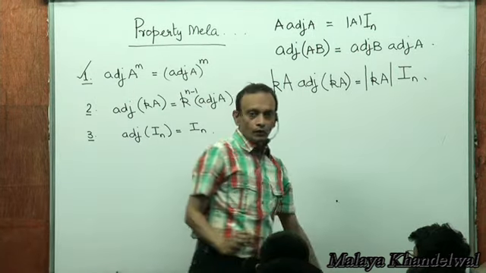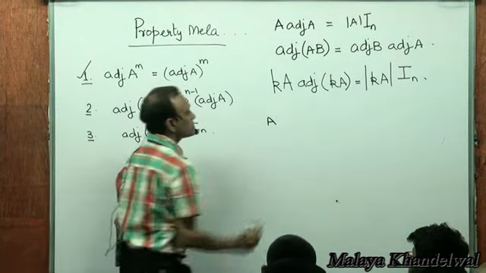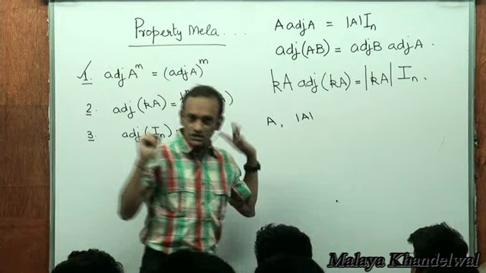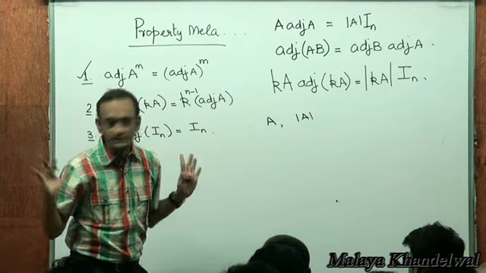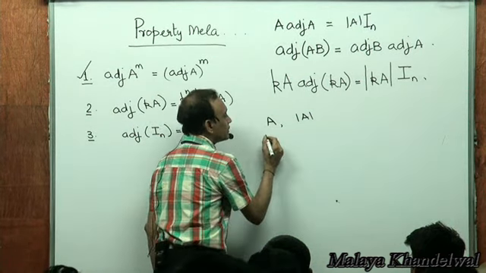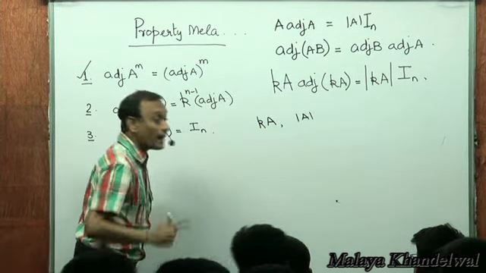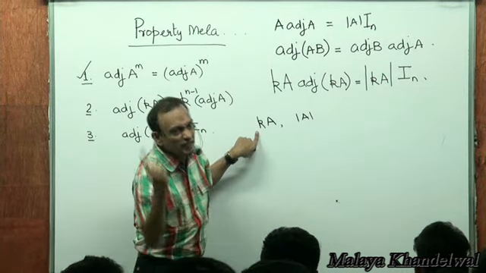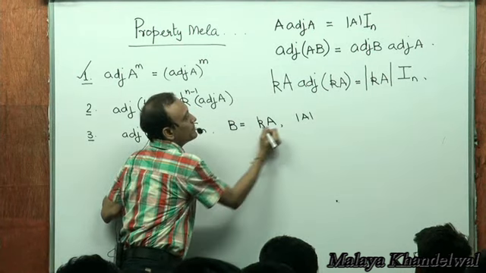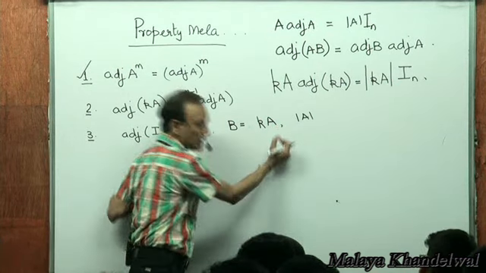Now, if there is a matrix A whose determinant is this, which is a scalar, right? Now, when I multiply A with K, what happens? All entries of A get multiplied with K. Every entry of A gets multiplied with K. So KA is a matrix where every entry of A has got multiplied with K.